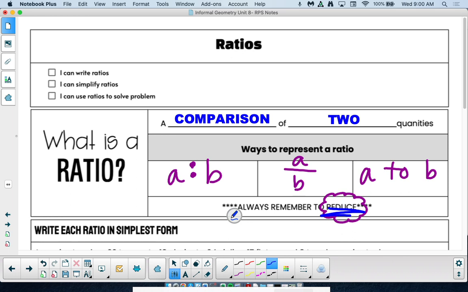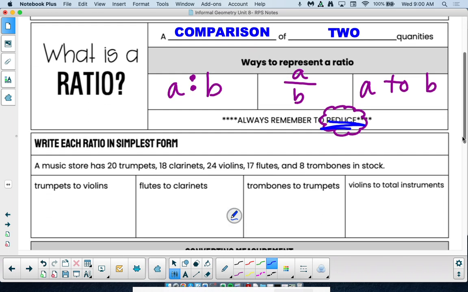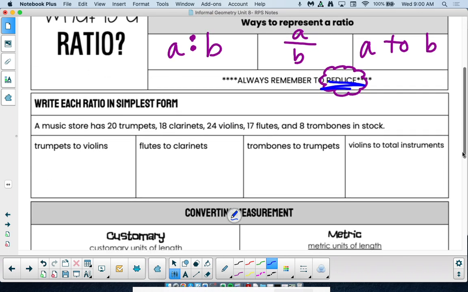So you might have to dig back into that Algebra 1 brain of yours and figure out how we reduce something. Okay, so the first few examples are very straightforward. It says write each ratio in simplest form. A music store has 20 trumpets, 18 clarinets, 24 violins, 17 flutes, and 8 trombones in stock. You want to write the ratio of trumpets to violins. So let's look here. There's 20 trumpets to 24 violins. So I'm going to write it as a fraction.